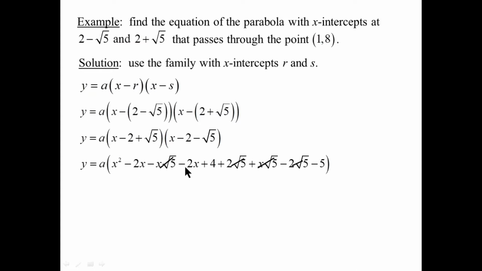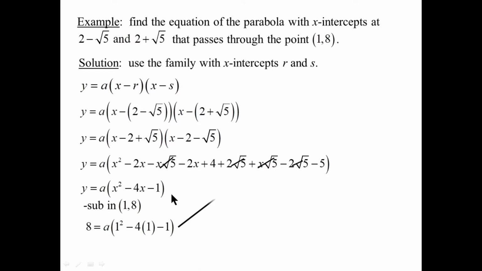And what we get is minus 2x minus 2x is minus 4x. And we got 4 minus 5 is minus 1. And it's boiled back down to this. And all we need to do is take this point, plug it in here, and figure out a. Subbing in 1, 8. Y is 8. X is 1.